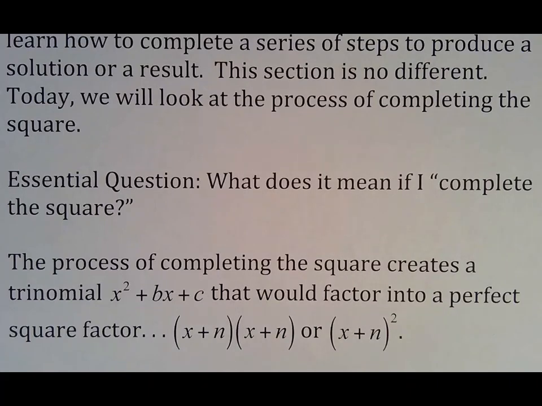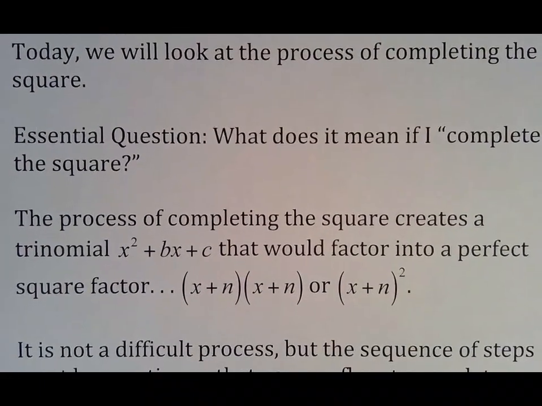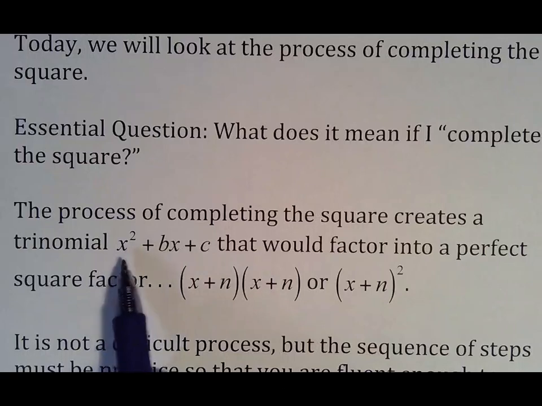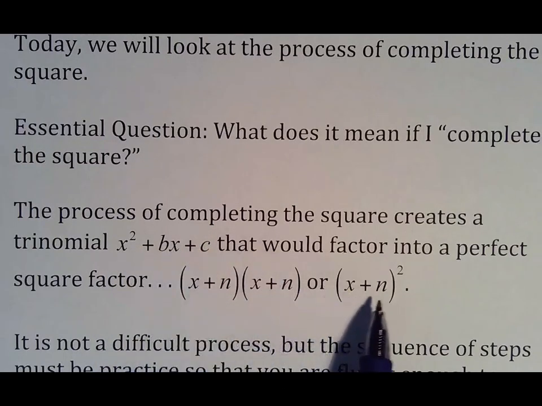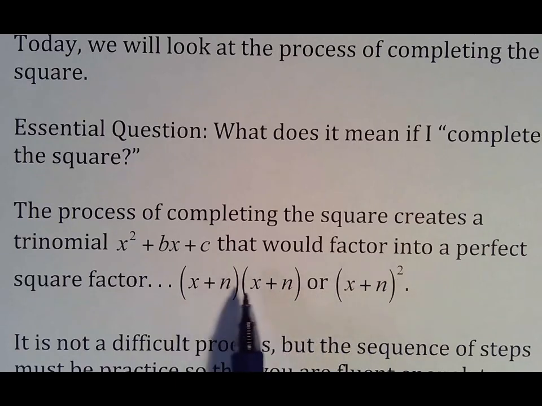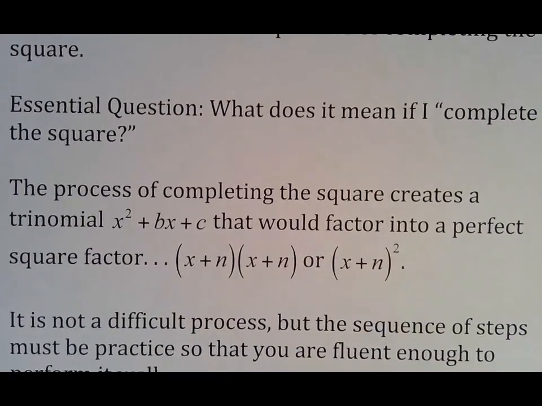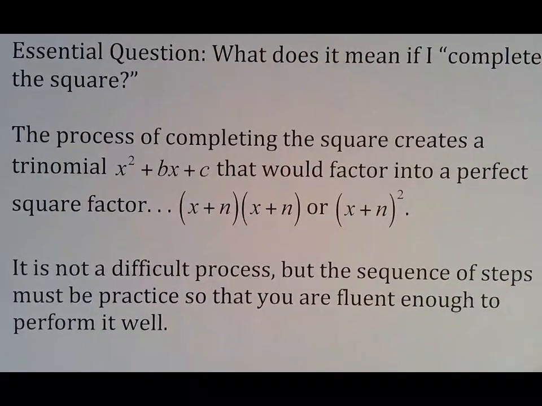What does it mean if I complete the square? Well, the process of completing the square creates a trinomial that would factor into a perfect square factor. So it creates a combination of numbers that would turn into something squared. Whatever you would get if you were to do the distributive property would end up just like this. It's not a difficult process, but the series of steps must be practiced so you are fluent enough to perform it well, and that's the key idea.